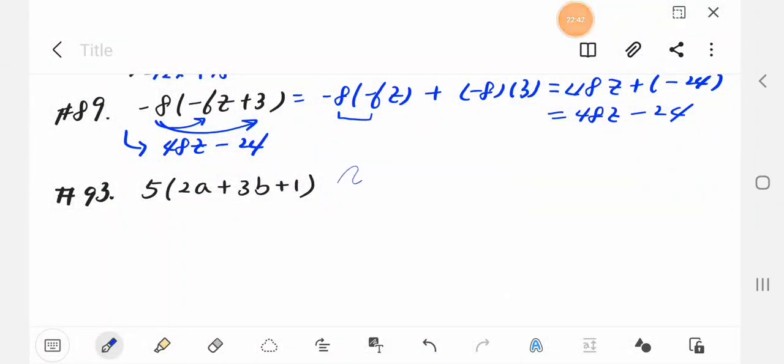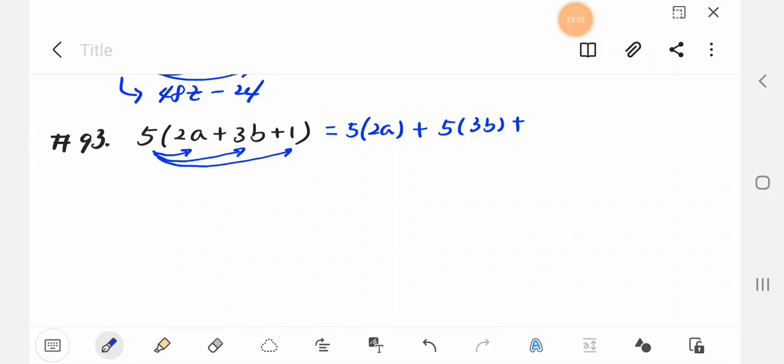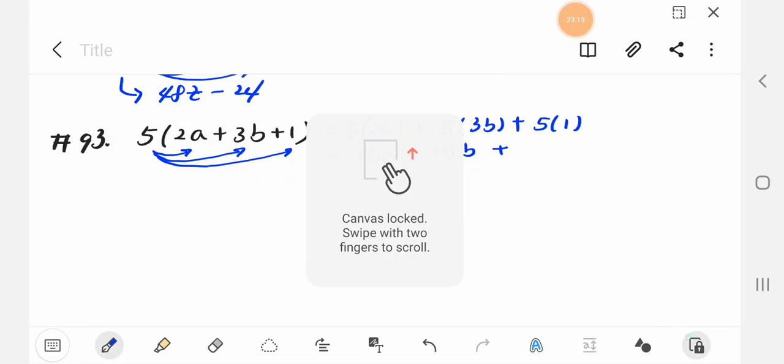Okay, number 93. This time the parenthesis has 3 addends. So we need to multiply these 3 addends by 5, right? So 5 times 2a, and then plus sign, and then 5 times 3b, plus 5 times 1. So that is equal to 2 times 5 is 10a, plus 5 times 3 is 15b, plus 5 times 1 is 5.